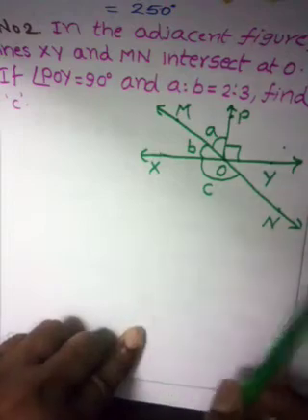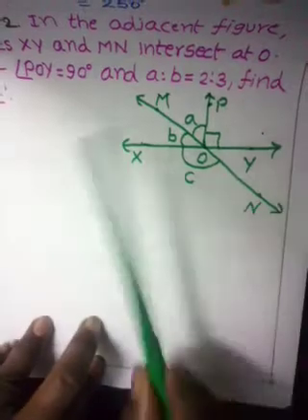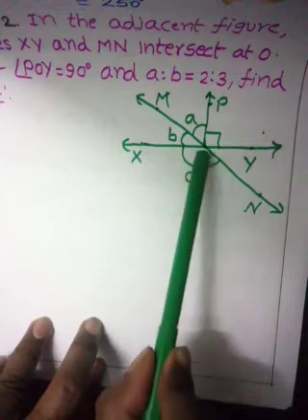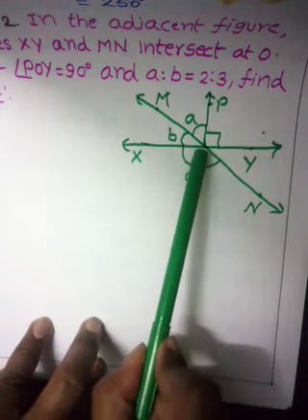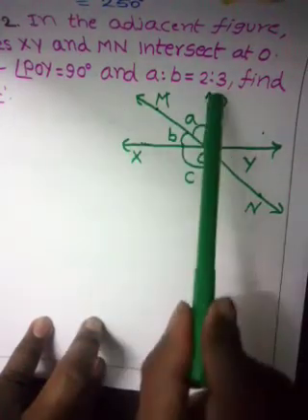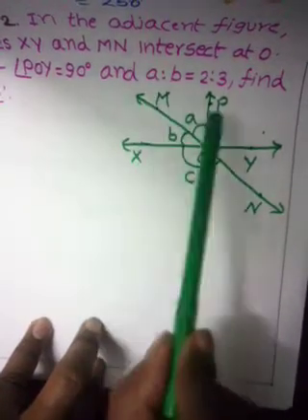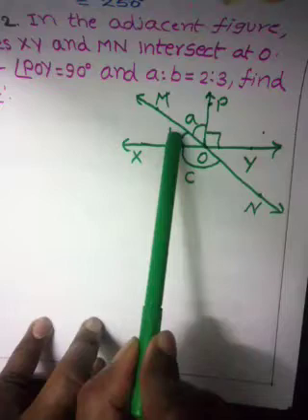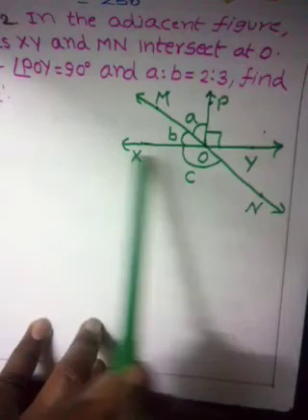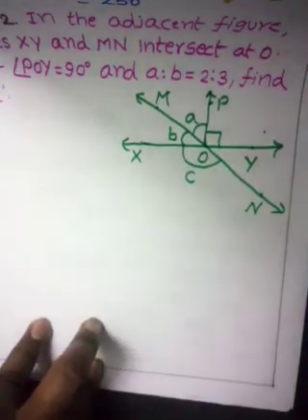So, first of all, to solve this question, you have to observe this figure. See here, the line XY and MN, the two lines are intersecting at O. Okay, my dear children. And what is given? Angle POY is 90 degrees. And angle A is to angle B is 2 is to 3. This is the given data for us. So we have to find this angle. Okay, my dear children. Right.